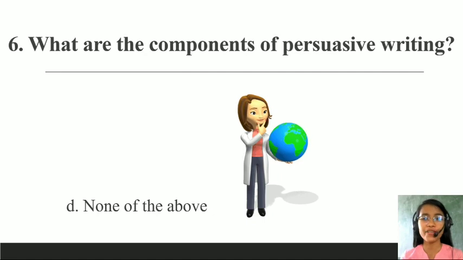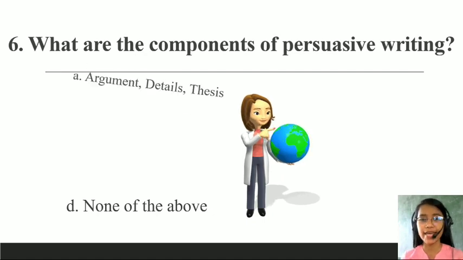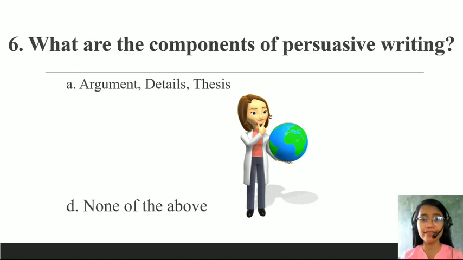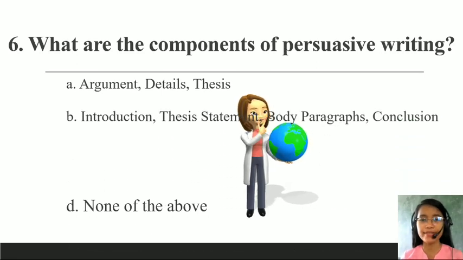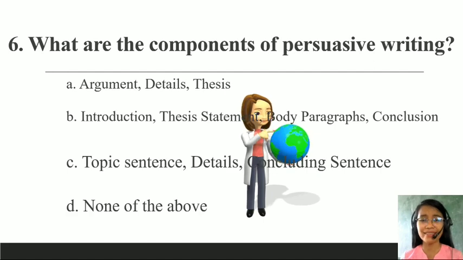What are the components of persuasive writing? A. Argument, details, thesis. B. Introduction, thesis statement, body paragraphs, conclusion. C. Topic sentence, details, concluding sentence. Or D. None of the above. The answer is letter? Okay, introduction, thesis statement, followed by the body paragraphs, and last is the conclusion.